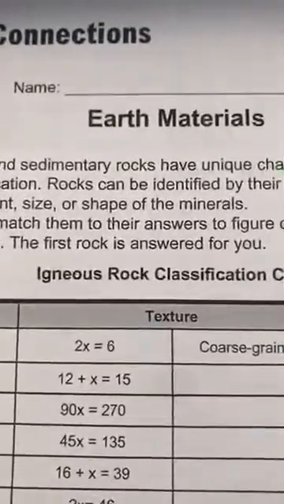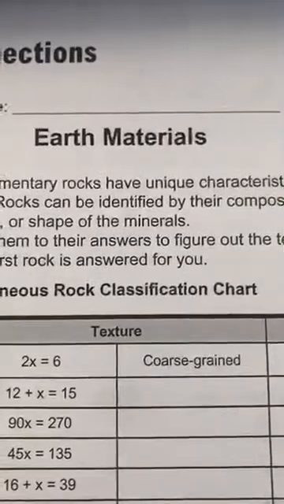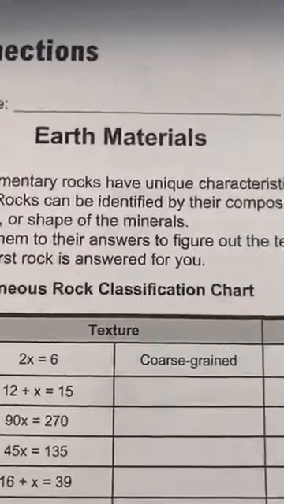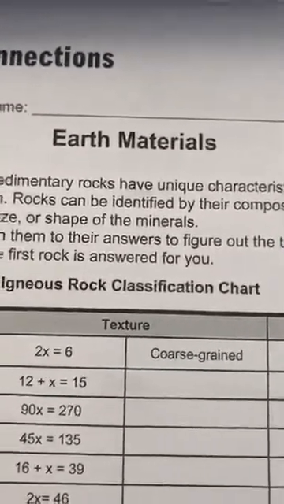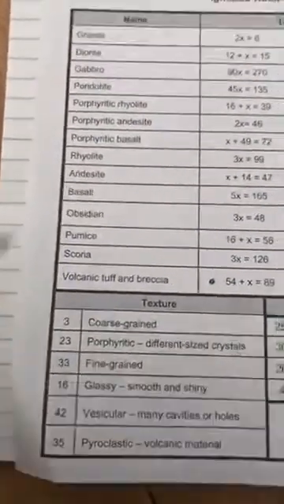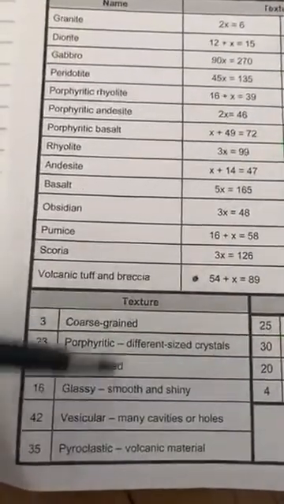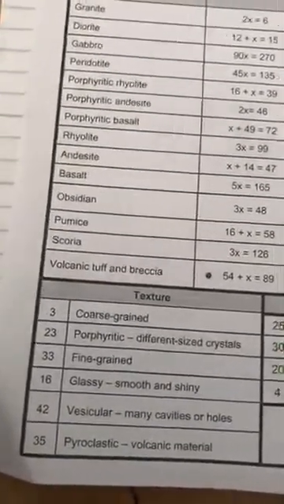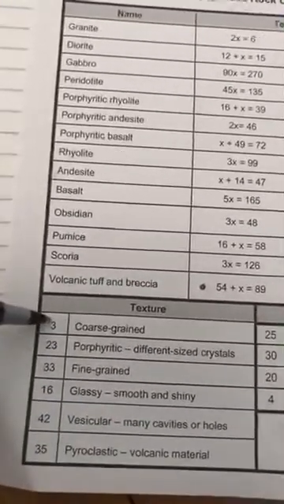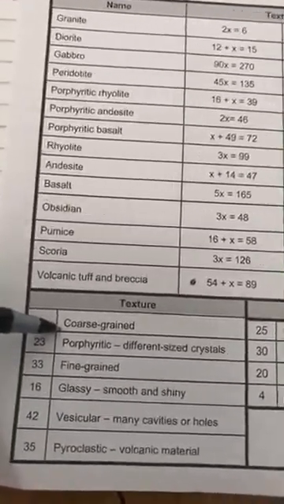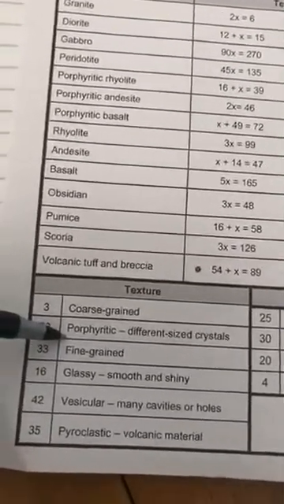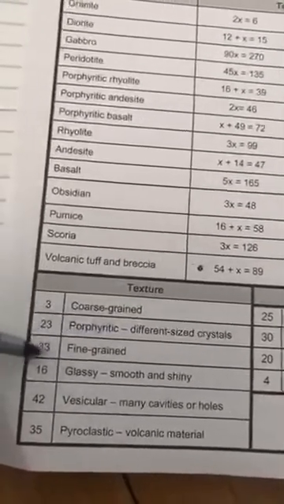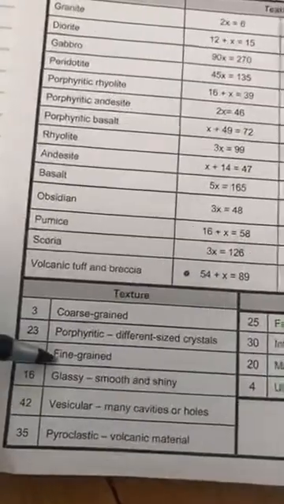So we're just going to look at the first one. 2x equals 6, and it says that's coarse grain. I said, how in the world am I supposed to know that? I don't keep rock types in my head. So you look down at the bottom and it gives you the clues. If x equals 3, then the rock is coarse grained. If x equals 23, the rock is porphyritic. If x equals 33, the rock is fine grained.